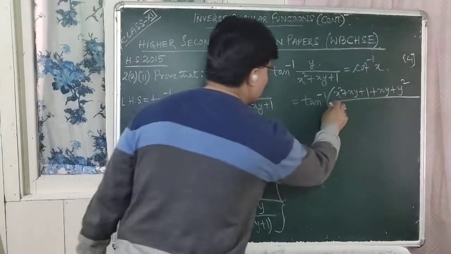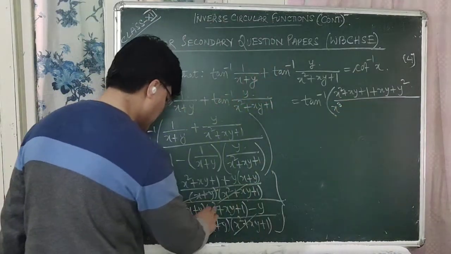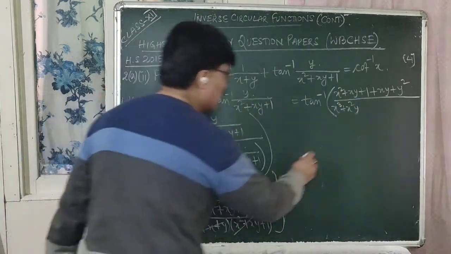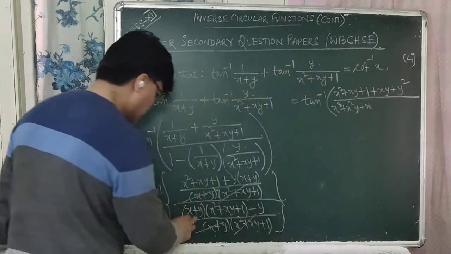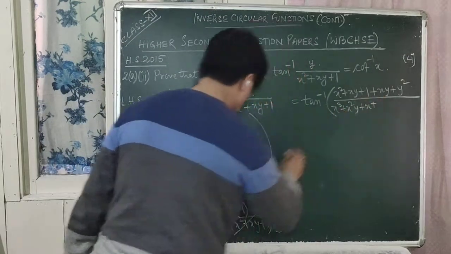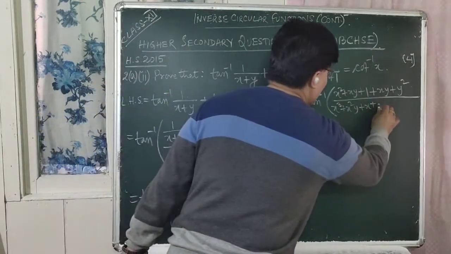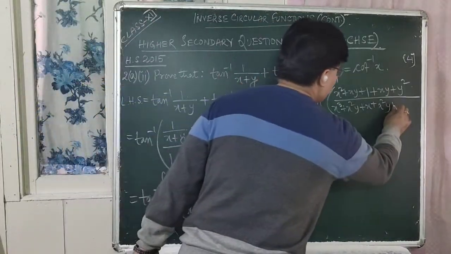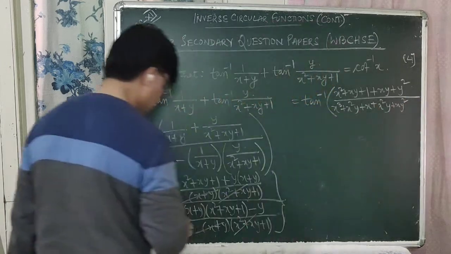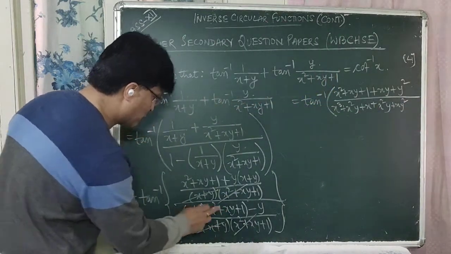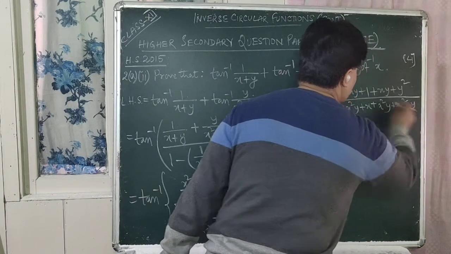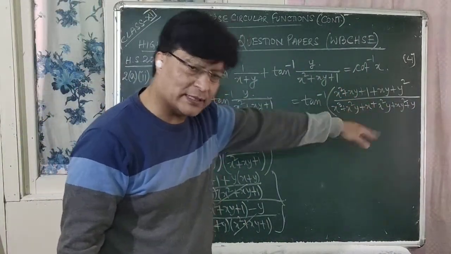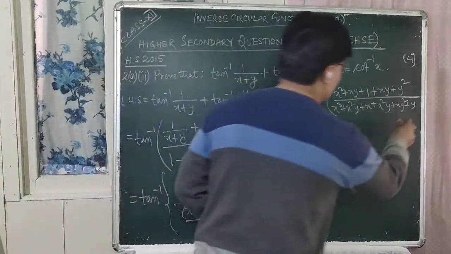X into x square, this is x cube, plus x square y plus x square y, then plus x. Then comes plus, what is y into x square? It is x square y. Then plus xy square plus xy square, xy into y is xy square, plus y, and then the last term is minus y. Since there is no space there, we will write it in the next step, that is minus y.